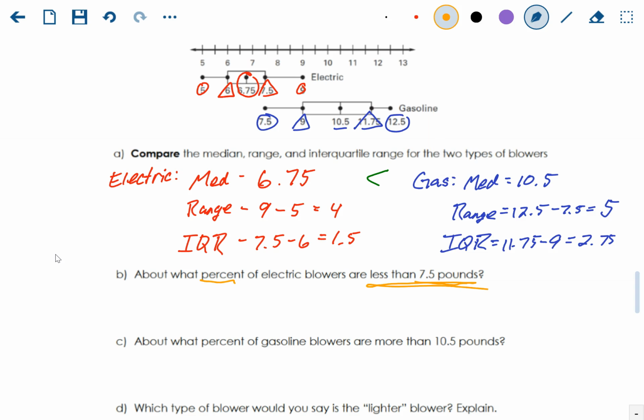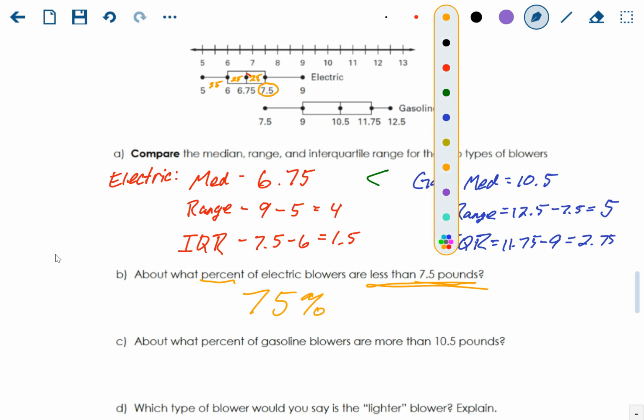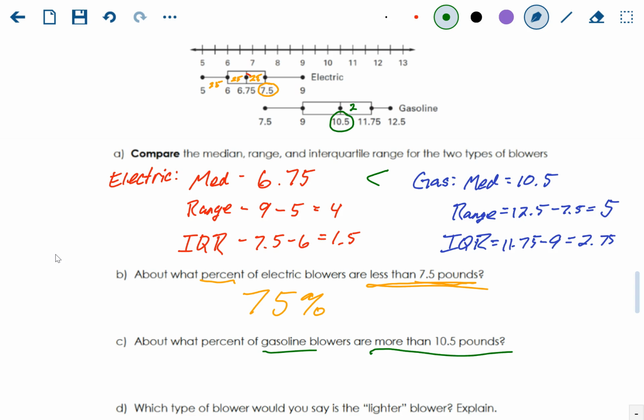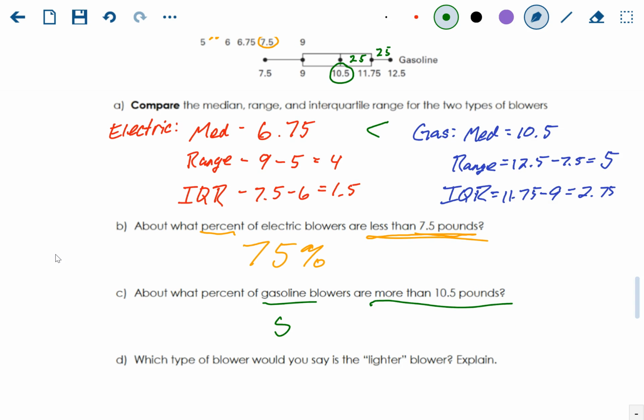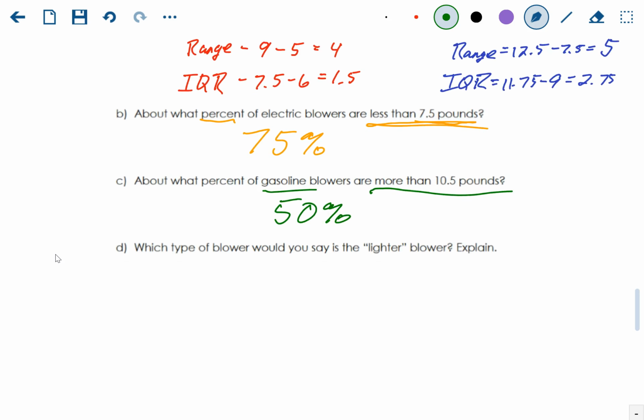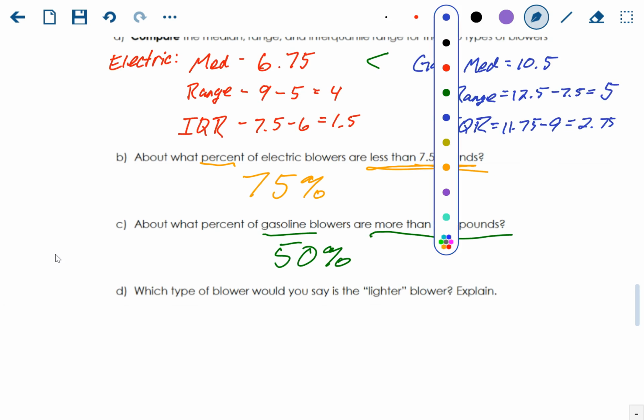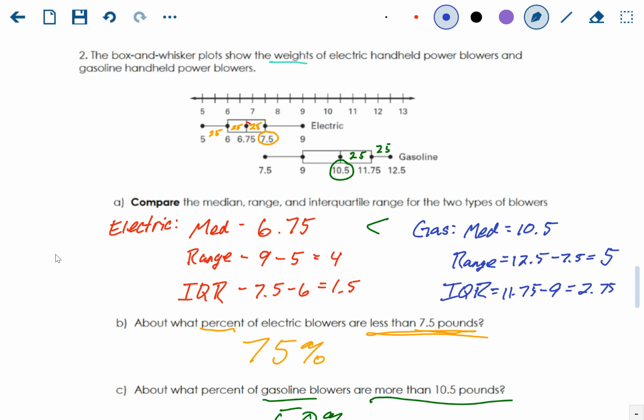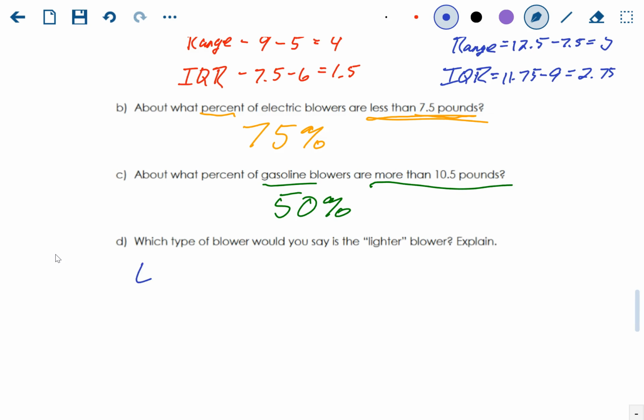Okay, what percent of electric blowers is less than 7.5 pounds for number 2? Well, 7.5 is there. Less than it, there's 3 parts. Remember that each part is 25%. So that means 75% of the values are less than 7.5 pounds. Similar, gasoline bigger than 10.5. There's 2 parts above 10.5, which means it's 50%. Again, each part is 25%.